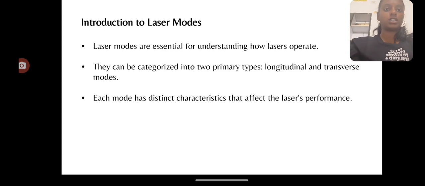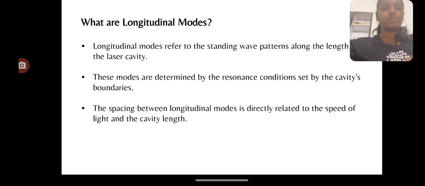Laser modes are essential for understanding how lasers operate. They can be categorized into two primary types, longitudinal and transverse modes. Each mode has distinct characteristics that affect the laser's performance. So basically these laser modes are of two types, longitudinal and transverse. This is the topic that we are going to talk on today.